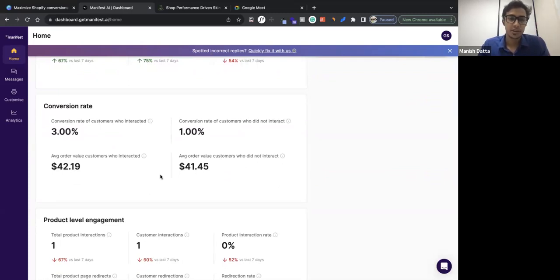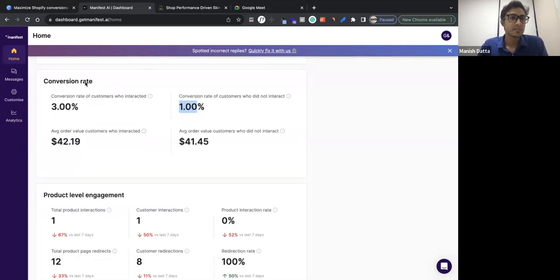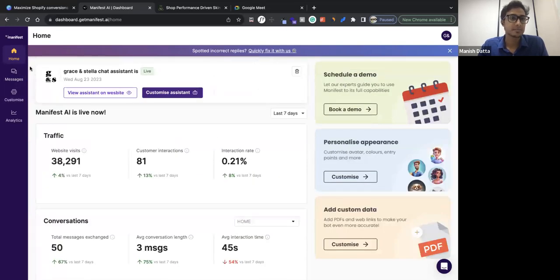For example, what is the conversion rate of customers who interact with the assistant versus those who don't? In this case, we see a clear demarcation. There is an over 200% uplift in conversion rate for people who interact with the assistant as compared to ones who don't. Again, a few more analytics around that, such as the average order value of people who interact with the assistant. And I'll give you a walkthrough of the entire section.